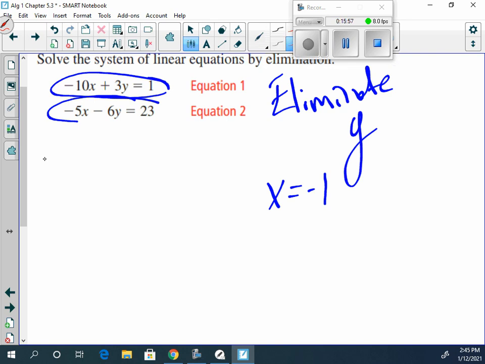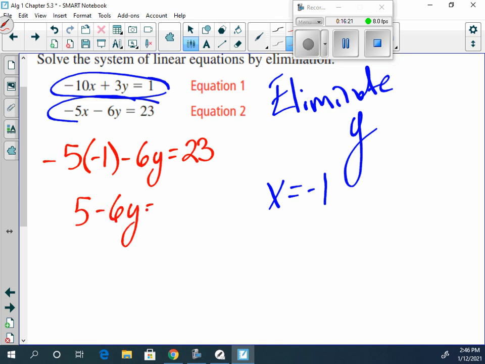Which one do we want to use out of these 2? Let's pick one of these 2 because I erased the 3rd. Second one. So we have negative 5 times, well, the x is negative 1, minus 6y equals 23. So we're going to solve for the value of y. Now we plug negative 1 in for x. Well, negative 5 times negative 1 would be 5. Minus 6y equals 23.